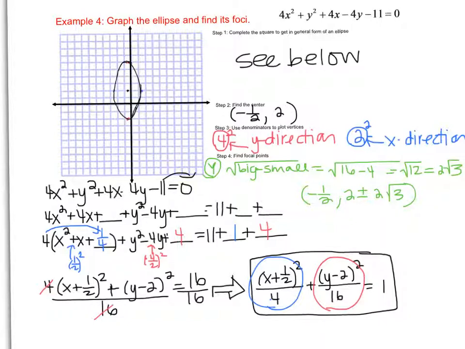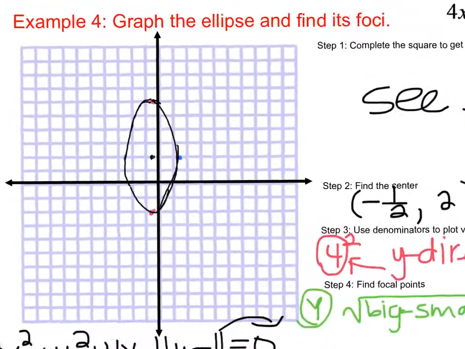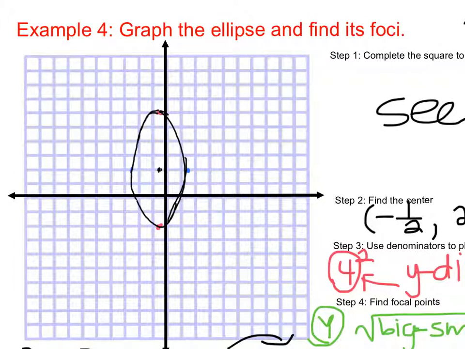So let me go ahead and plot those points. We know that you can use your calculator if you need to, but 2 root 3 is about 3.5 basically, so I'm going to go in the y direction 3.5. 1, 2, 3.5, so it's just inside there. And 1, 2, 3.5, so just inside there for our focal points. And that's it. You've graphed everything for your ellipse.